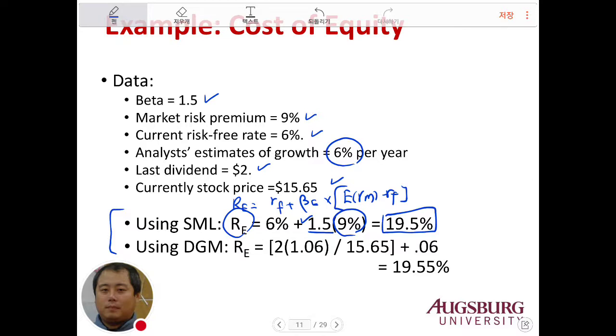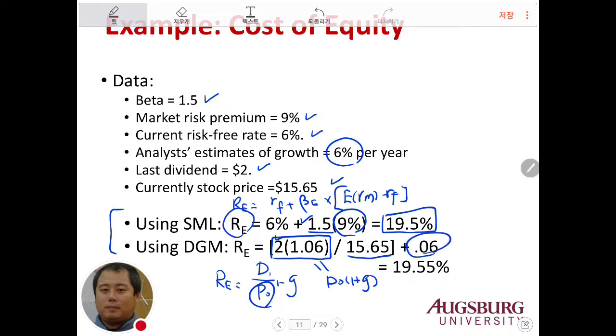Now, the next one is the dividend growth model. We can also use the dividend growth model. So cost of equity equals D1 divided by P0 plus G. For D1, we only have D0, not D1, so we have to estimate D1, which is D0 times 1 plus G. Then divide by price and add the 6%, and it's going to be 19.55%. So based on the information you have, you can use either one to calculate the cost of equity.